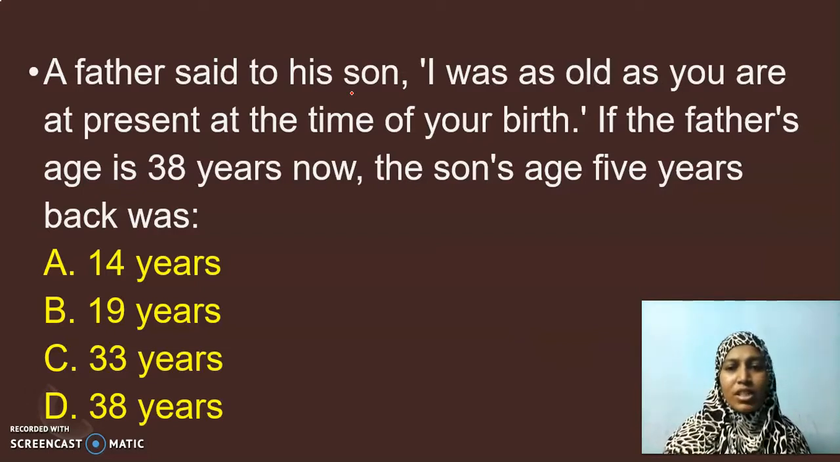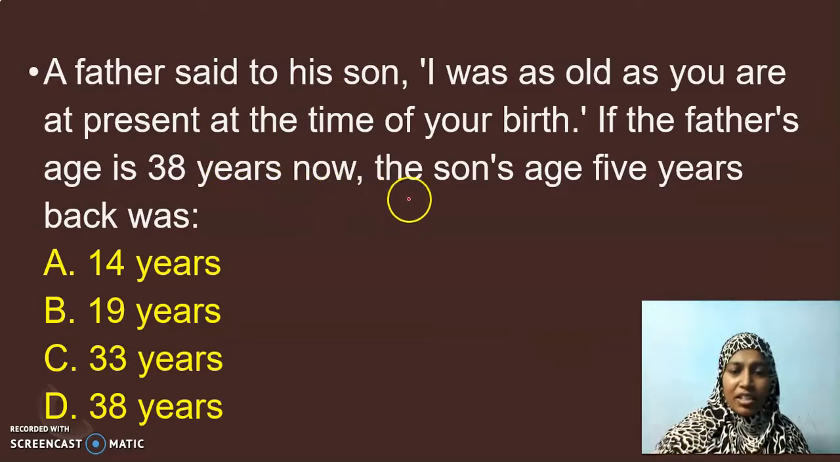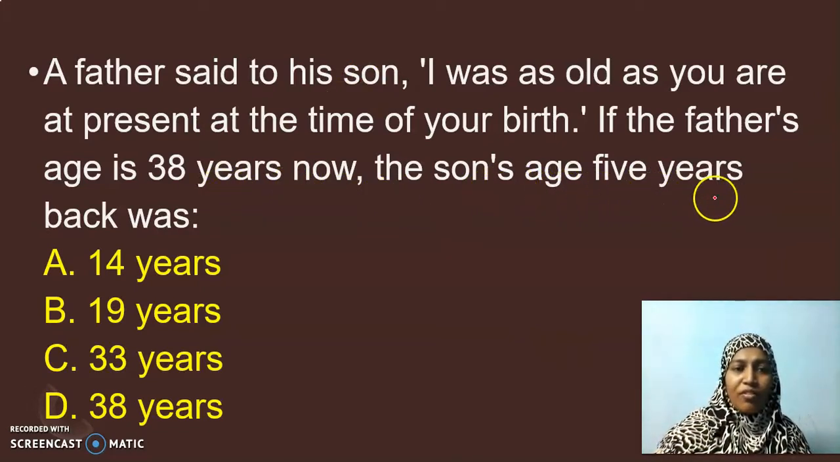Okay. A father said to his son, I was as old as you are at present at the time of your birth. When he is born, at that time, his father's age is his son's age. He is just comparing. If the father's age is 38 years now, the son's age 5 years back was... They have given the father's age now.